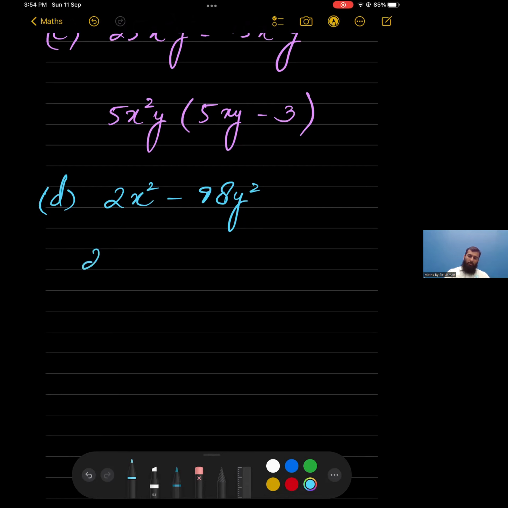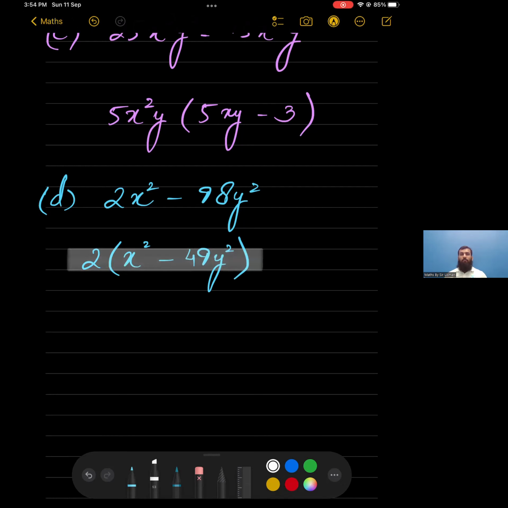2 can be taken out as common. So we'll be left with x squared minus 49y square. Excellent. अब ऐसा लग रहा है that I have got my final answer over here, लेकिन मुझे इस particular answer पे एक भी नंबर नहीं मिलेगा. I won't be rewarded any single mark for this particular answer.